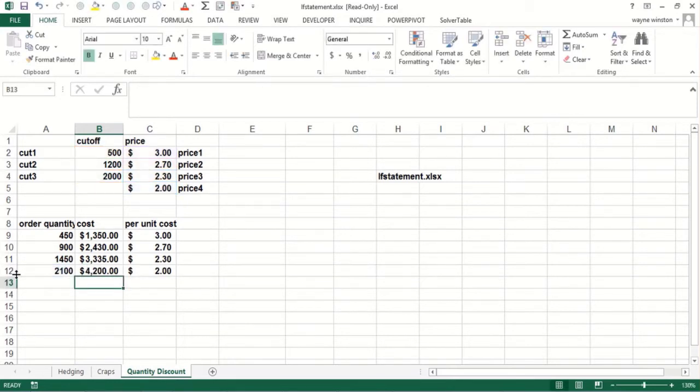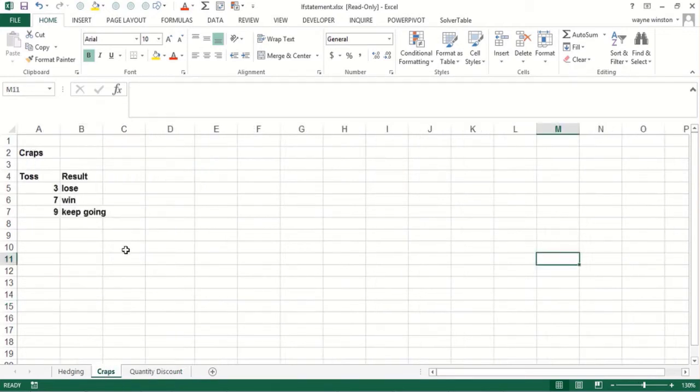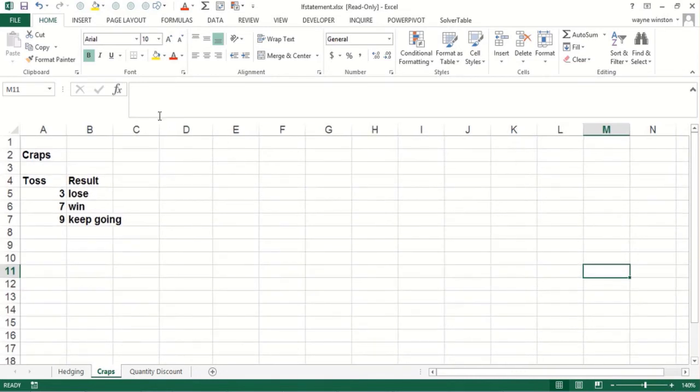And that's the power of if statements. If you had a lot of price cutoffs, you'd probably want to do this with a VLOOKUP, but in this case, it's fine. Now, if statements can have ands, ors, and nots. So let's talk about the game of craps. We'll probably come back and talk about this in a later video.